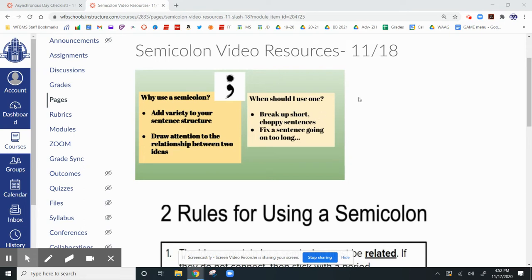When should we use one? Well, these two might seem like polar opposites, but actually both can be applicable with semicolons. One is to break up short, choppy sentences, kind of like we talked about with the sentence structure variety. If you have those same short, choppy sentences over and over again, it's going to be tough to read. And then secondly, it can fix a run-on sentence, one that's going on way too long. How do I change this besides just adding a period somewhere? Well, another way is to use a semicolon, as long as you're following some specific rules.